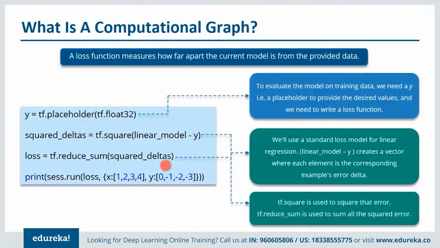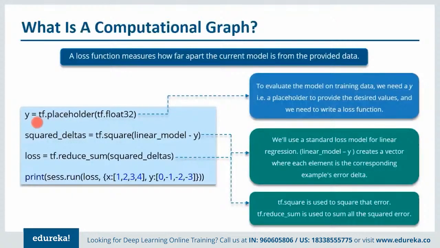So now, in order to evaluate the model on the training data, we need a placeholder y, as you can see in front of your screen, to provide the desired values. And we need to write a loss function. So this placeholder y will actually be provided with the desired values for each set of inputs. And then we're going to calculate the loss function.